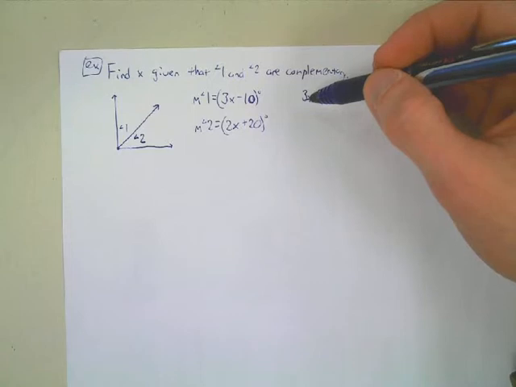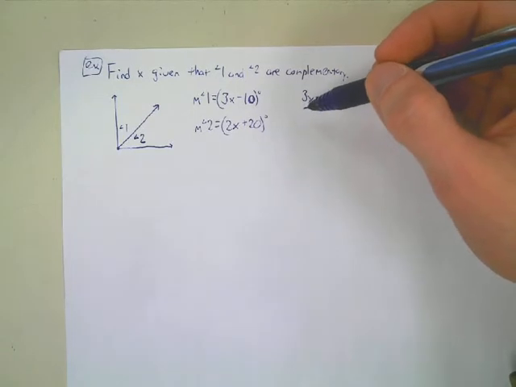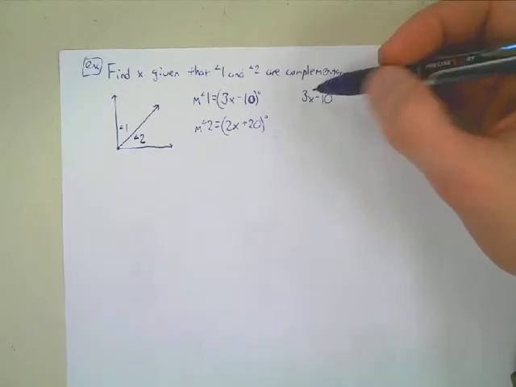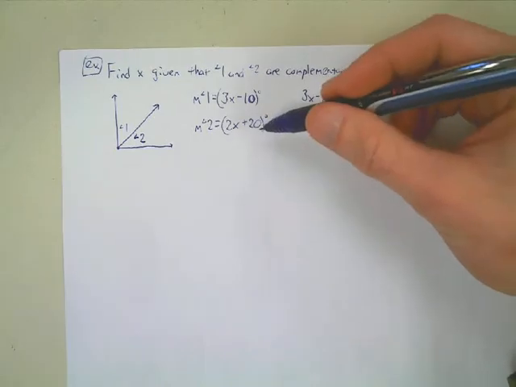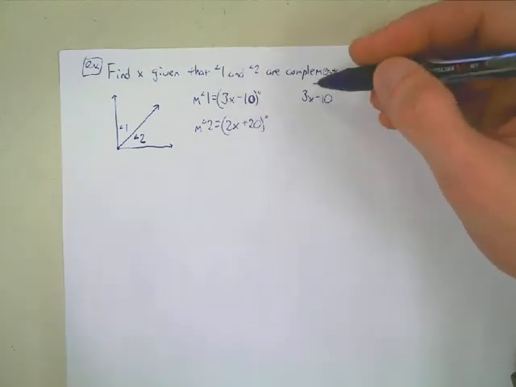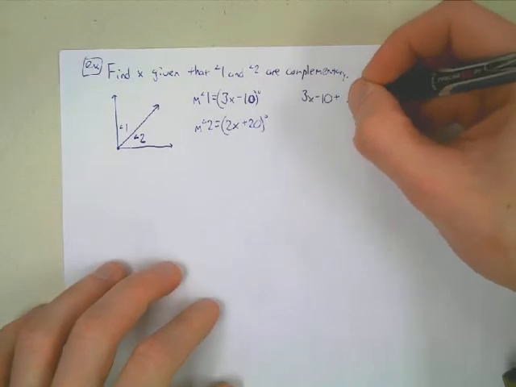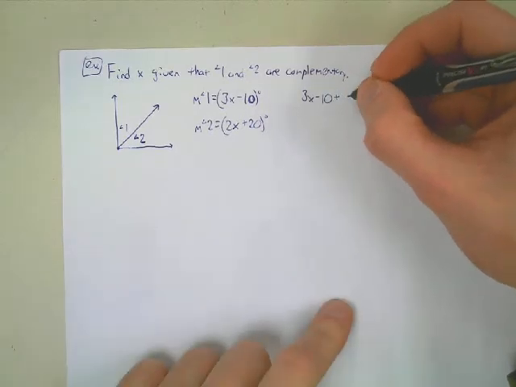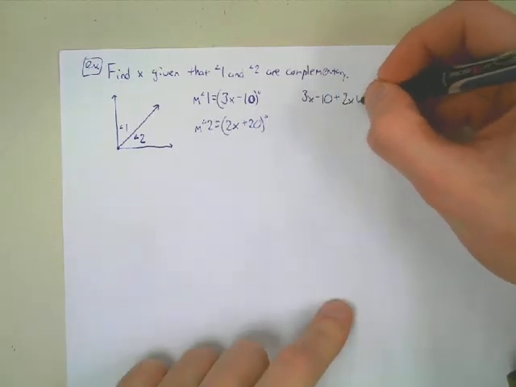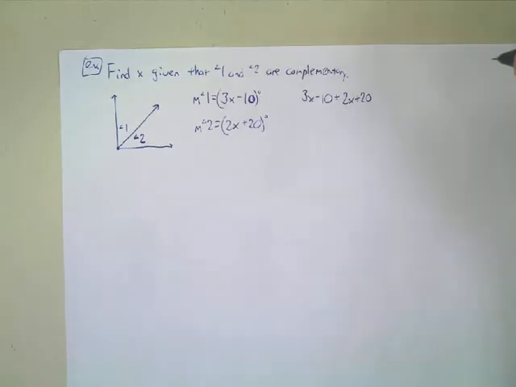So I shouldn't say 3x minus 10 equals 2x plus 20. I should say 3x minus 10, if they have to add up, plus, and then what? 2x plus 20. Now for an equation, I need to have it equal to something. That has to equal what? 90. There it is. That's the idea.